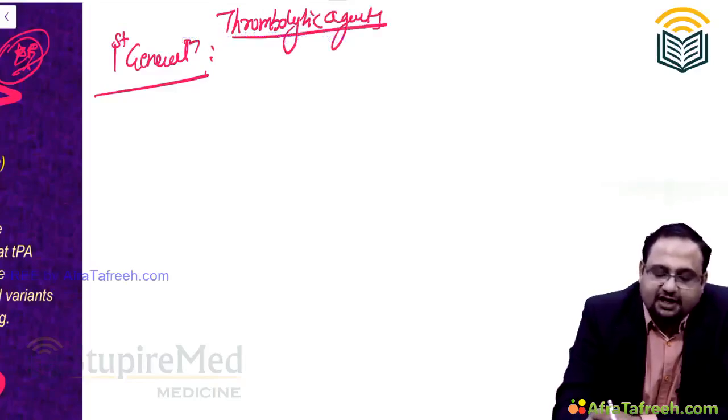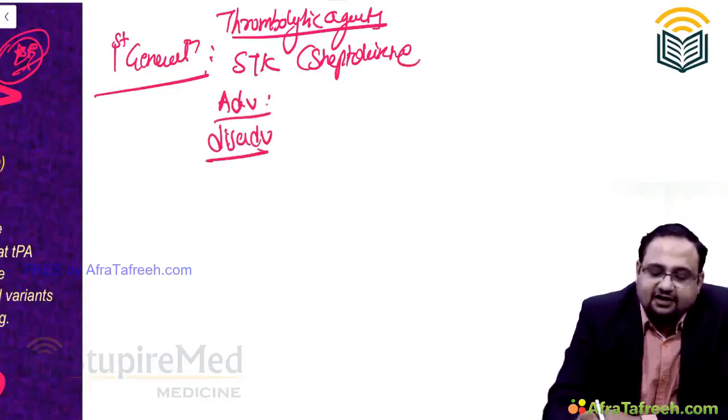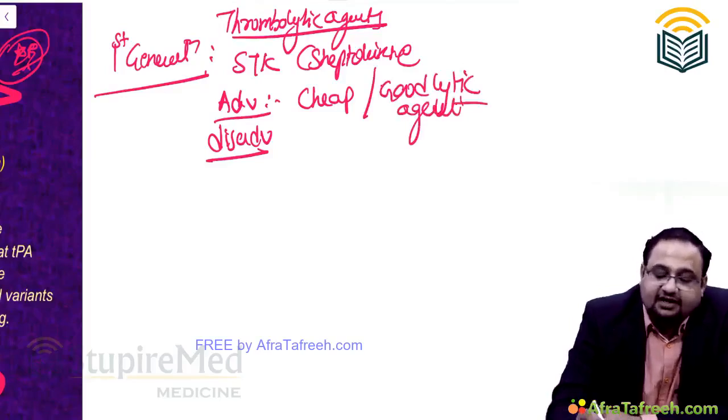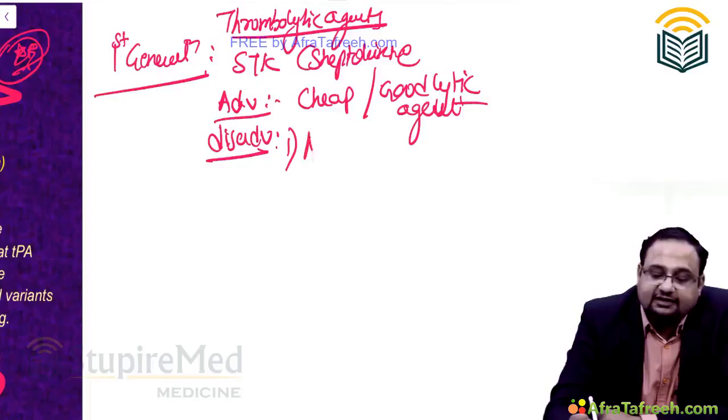First generation is age-old streptokinase. So we'll study what were the advantages and what are the disadvantages of it. The advantage is that, friends, it is cheap and a good lytic agent. The disadvantage, number one, is that it causes anaphylaxis, an allergic reaction.